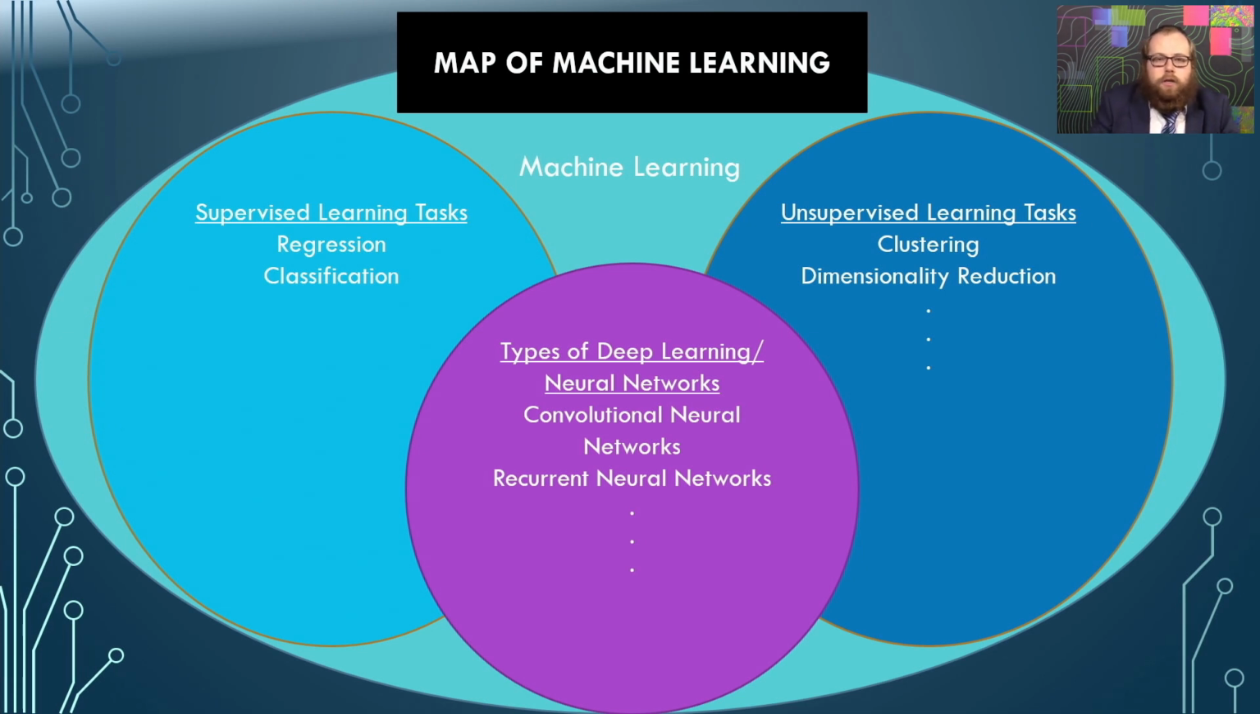That's unsupervised learning. Now, deep learning, neural networks, there are several types. There's convolutional neural networks and recurrent neural networks. They can be used to perform supervised learning and unsupervised learning.